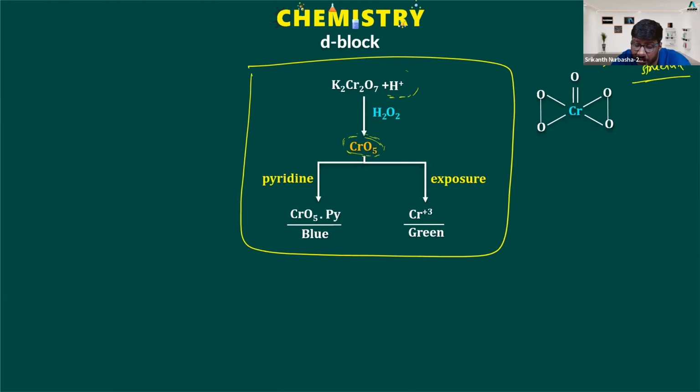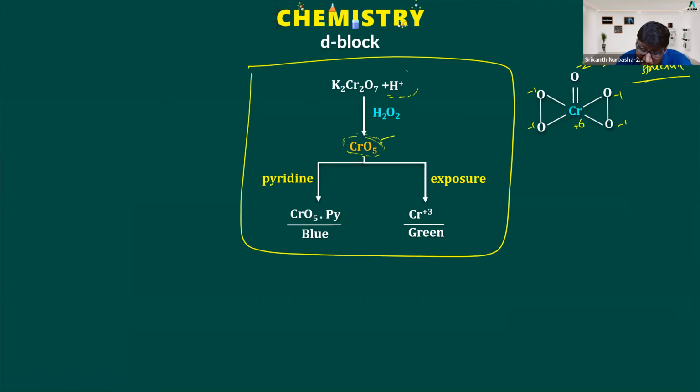Because if you look at the CrO5 butterfly structure, one oxygen is doubly bonded with chromium, which has an oxidation state of -2. The remaining four oxygens are involved in peroxy bonds. For peroxy bonds, the oxidation state of oxygen is -1. So -1, -1, -1, -1. Chromium is bonded with all five oxygens: -2, -1, -1, -1, -1. So chromium should be in the +6 state.